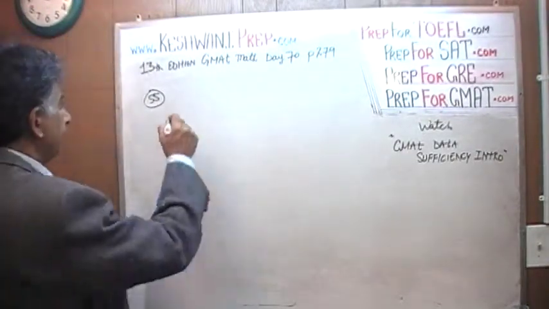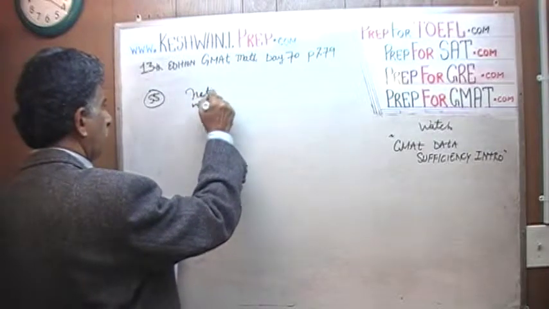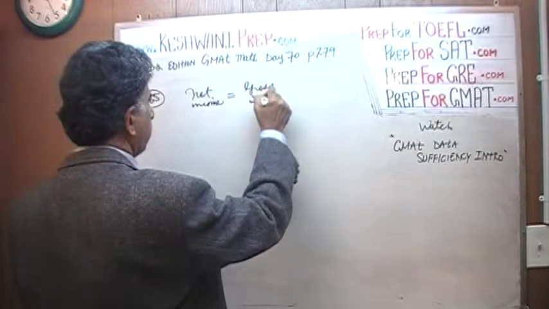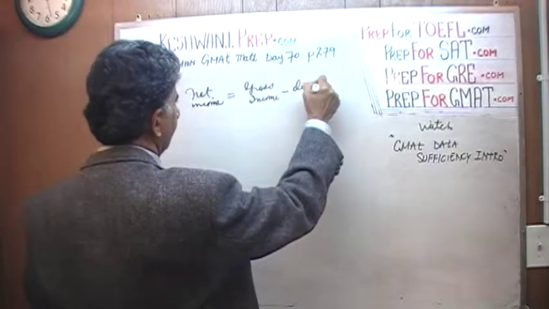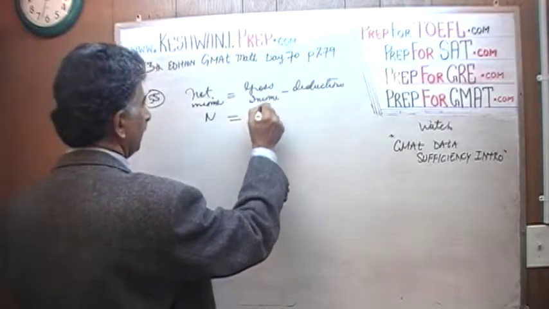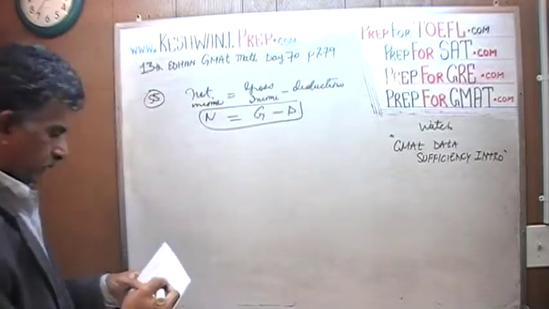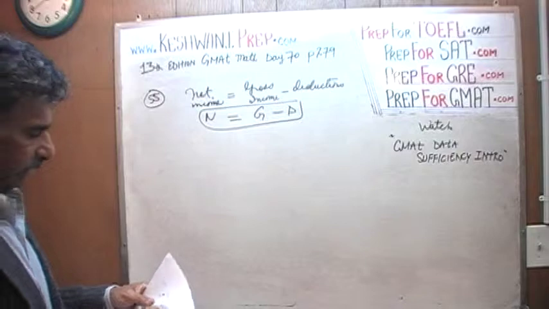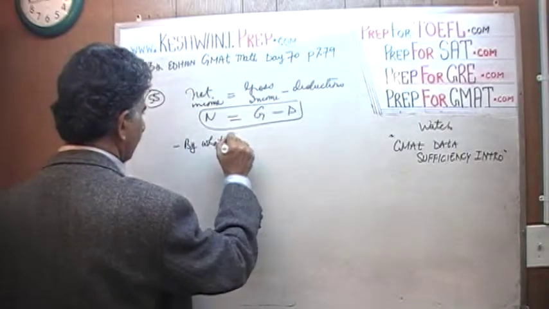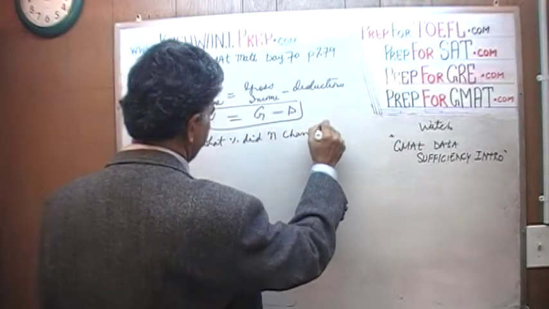We are told that net income equals the gross income minus the deductions. Let's use symbols here. I'm going to use N for net income, G for gross, and D for deduction. And the question is, by what percentage did the net income change?